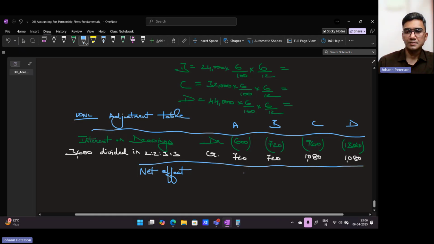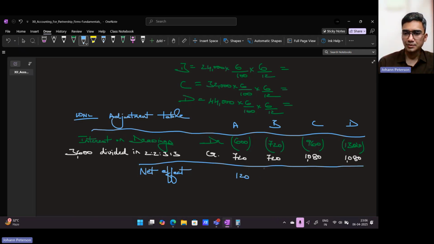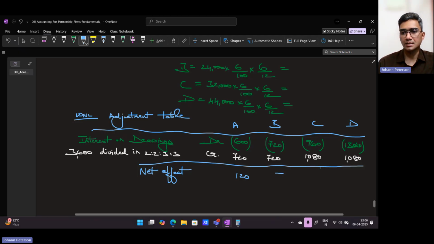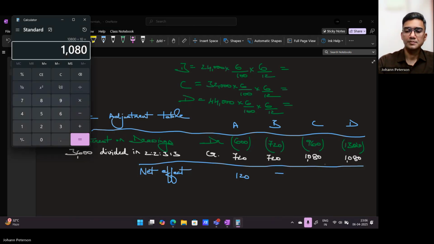So what is my net effect? 720 minus 600 is 120. This is a positive thing. This is 0. 1080 minus 960 is 120.